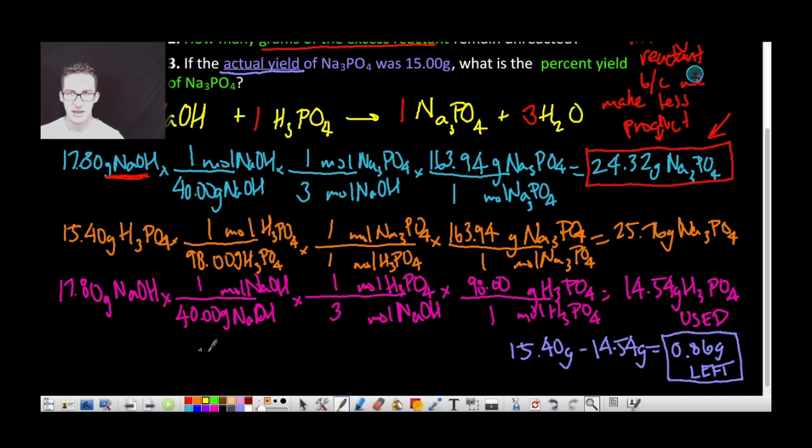Boom. And then finally here, question 3 says, if the actual yield of sodium phosphate was 15 grams, what is the percent yield of sodium phosphate? Well, to solve this one, as we take a look at some of the stoichiometry work we did earlier in the problem, if we started with 17.80 grams, in theory, according to our math here, we should get 24.32 grams of sodium phosphate. The problem is telling us, though, that in the lab we actually only get 15 grams, so we're not going to be at quite 100% yield. Let me give us a little more room here so that we can work through this problem.